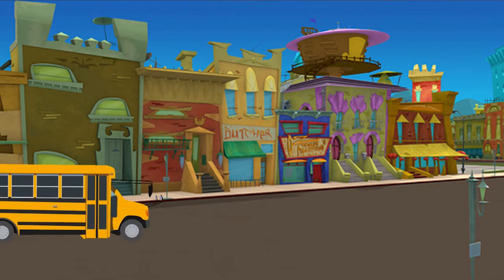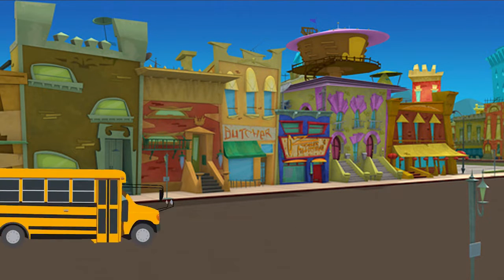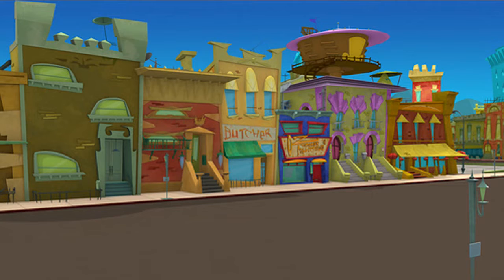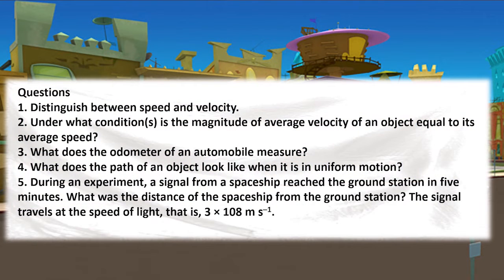Answer 4. In uniform motion, the object moves along a straight line, that is, the path of the object is a straight line. Answer 5. Time taken is 5 minutes equal to 300 seconds. Speed of signal u is 3 into 10 to the power 8 meter per second. Since speed is distance by time, distance would be speed into time, value equal to 9 into 10 to the power 10 meters.